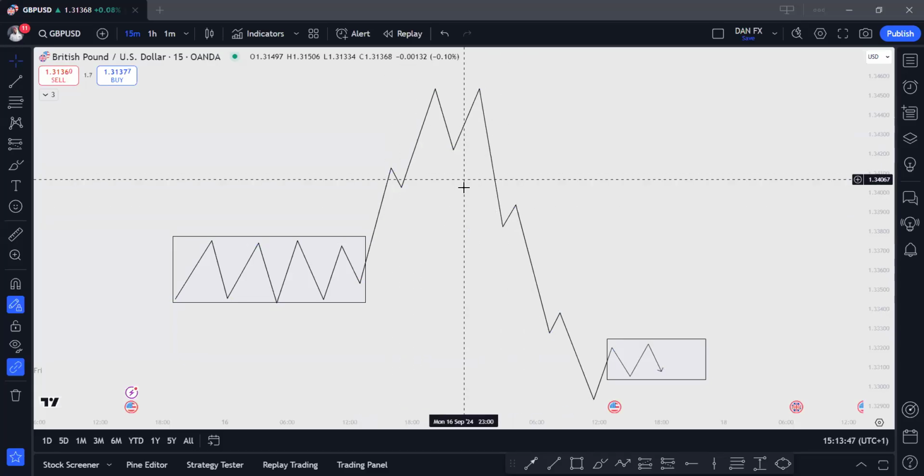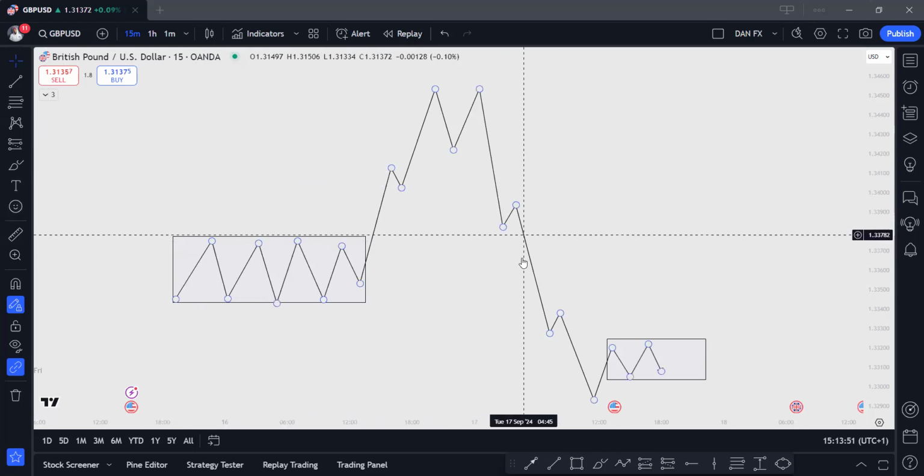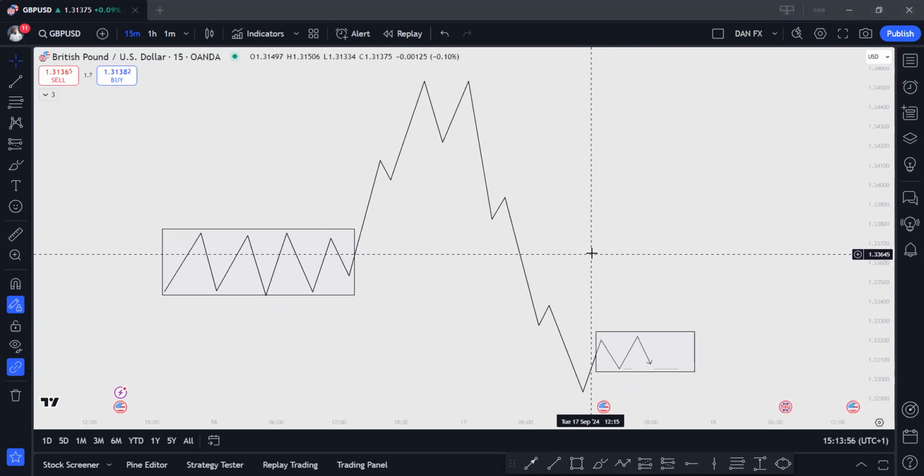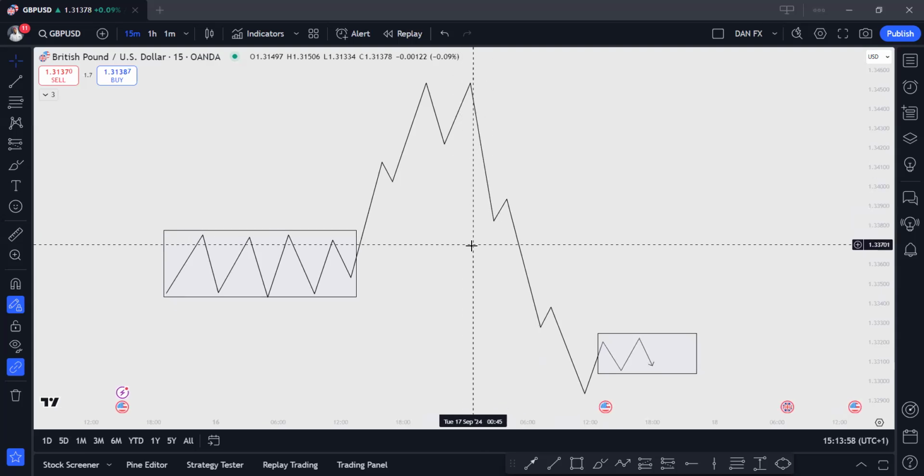This pattern you see on the screen here is called the daily structure. It's a market maker pattern that repeats itself on a consistent basis in the Forex market. And this is what I use to trade M and W formation.